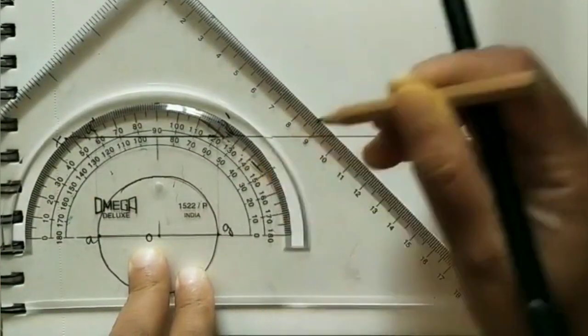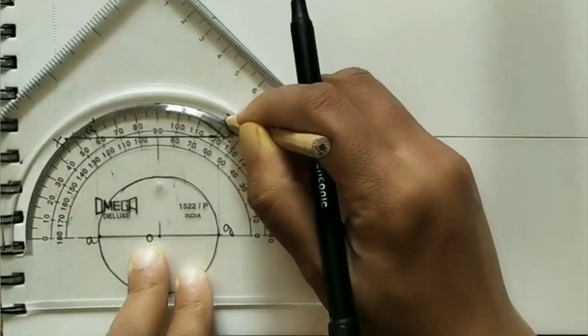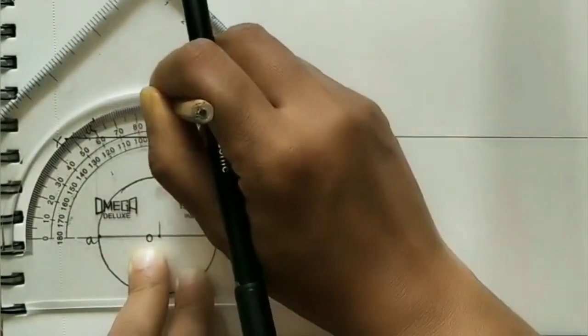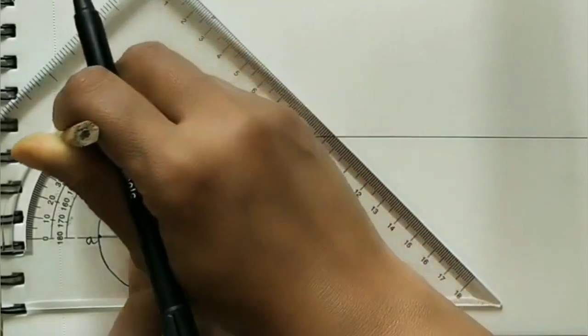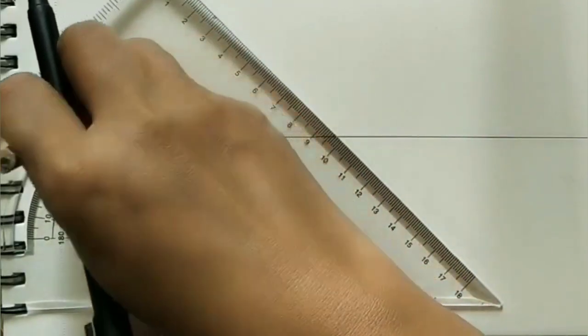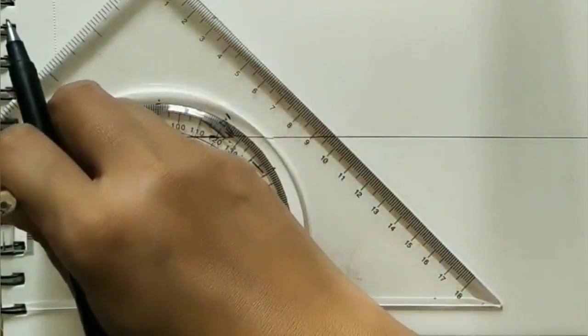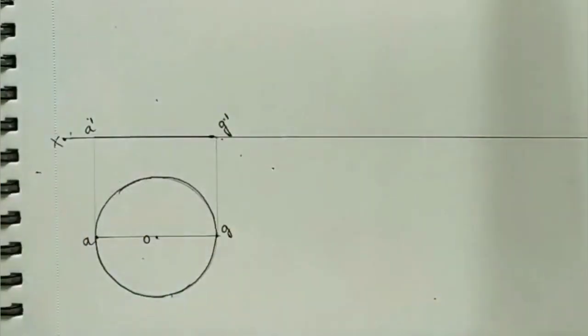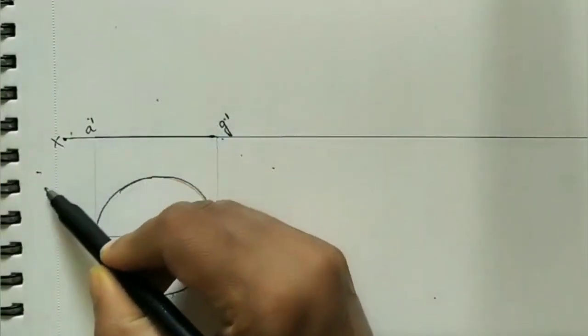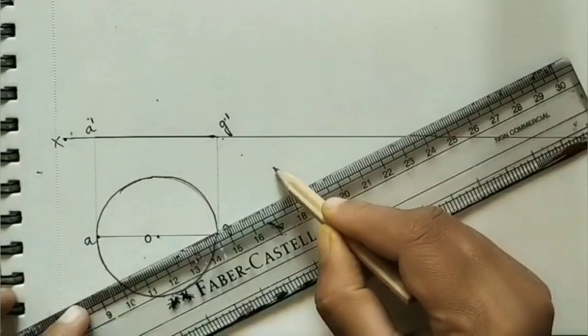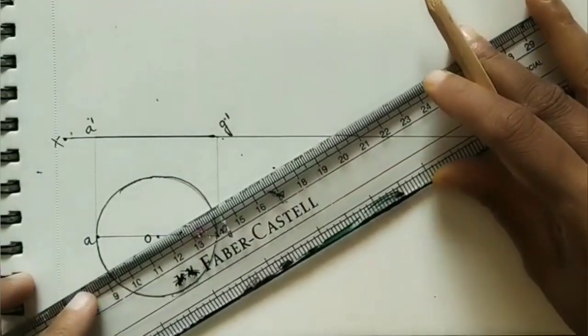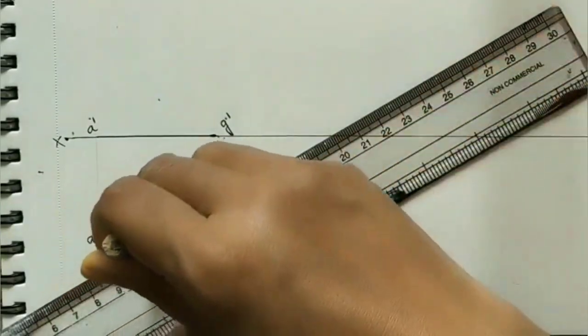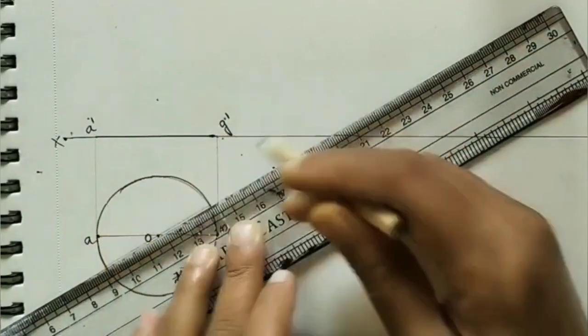So this is 30. Next, 30 plus 30 means 60. 60 plus 30 means 90. 90 plus 30 means 120. 120 plus 30 means 150. Join all these points to the center. Initial 30 degrees, join this to the center. Extend this side also.